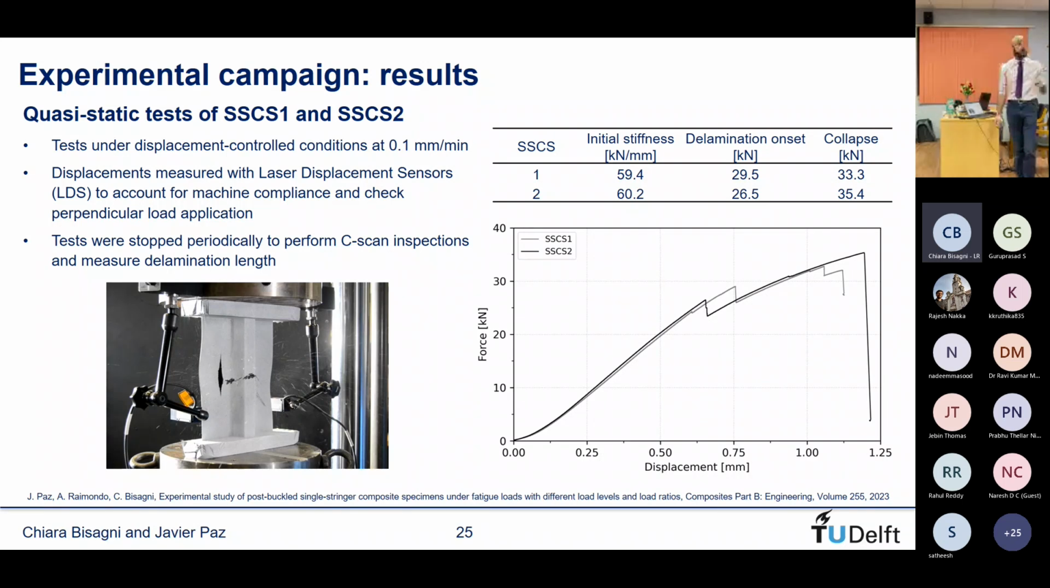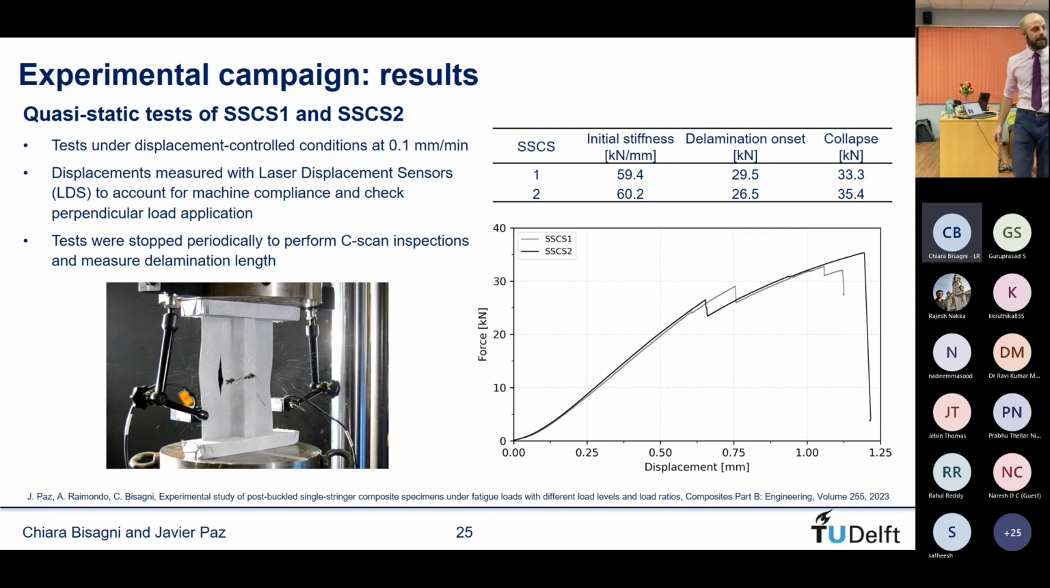Then, as we said, the laser displacements not only help us check whether there is non-perfect axial loading, but also these machines and also the specimen, there is some compliance to it before it really takes the load. So with the LDSs, we attach them to the top plate, and then we measure the displacement of the upper part of this resin tab. So we know that we are actually measuring the actual compression of the specimen. And then, as I introduced earlier, we stop the tests periodically to check how the delamination was propagating as the load increases.